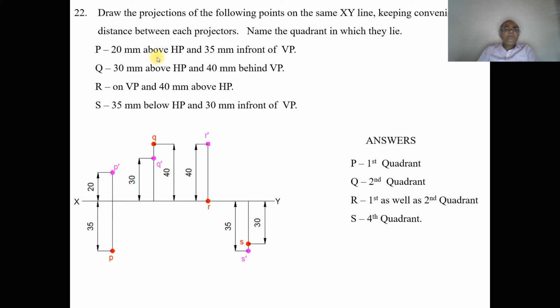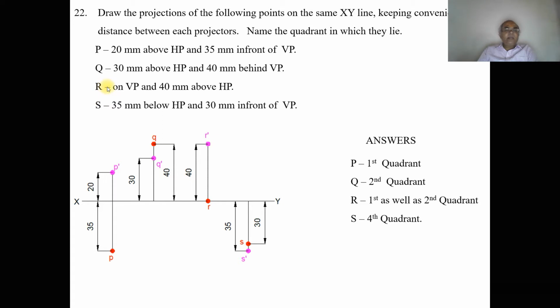So as capital P is above HP and in front of VP, obviously this is the condition of the first quadrant. So capital P lies in the first quadrant. And capital Q, 30 mm above HP and 40 mm behind VP: the condition given is above HP and behind VP. So this is the condition for the second quadrant. For a point to be in the second quadrant, the condition has to be above HP and behind VP. Therefore capital Q lies in the second quadrant.